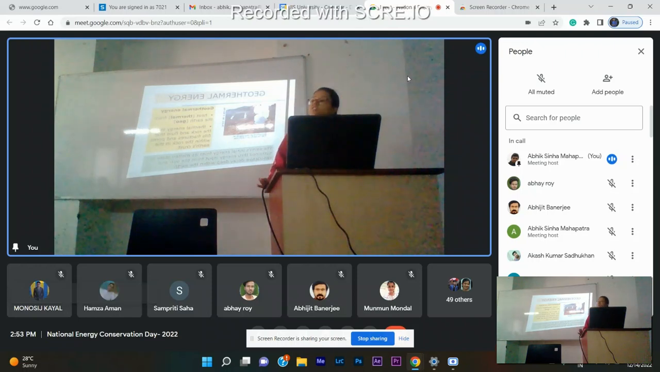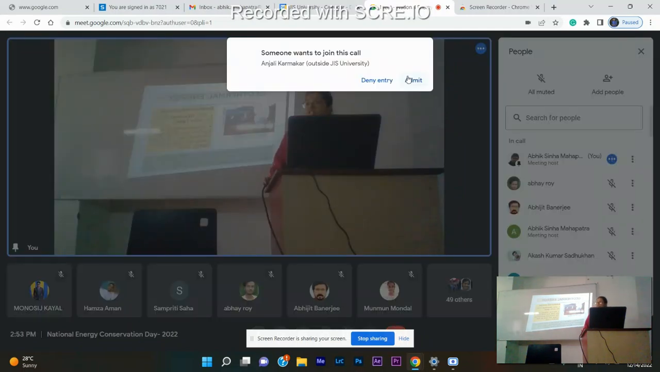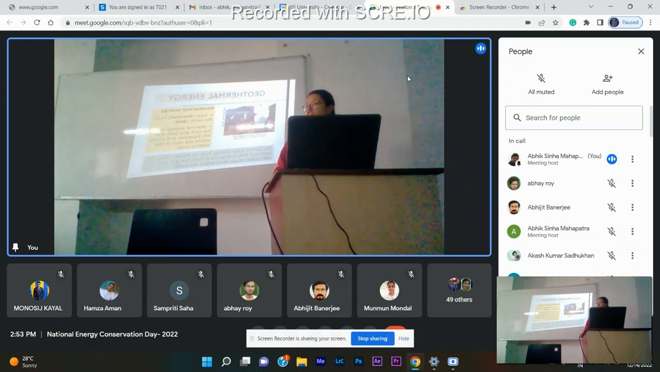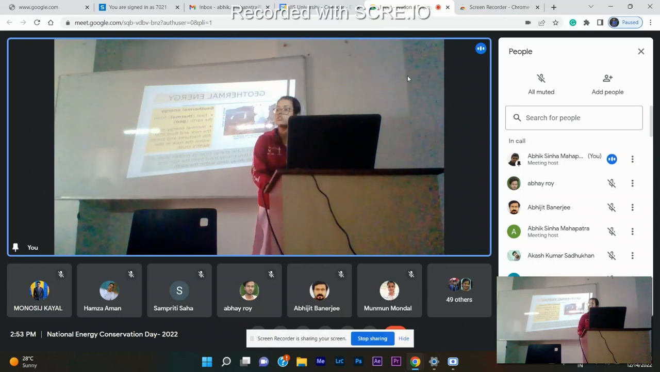What do we mean by geothermal energy? It's derived from the Greek terms geo, which means earth, and thermos, which means heat. The energy which we generate from the earth is known as geothermal energy. It's generally heat energy, thermal energy in the rock and fluids that fill fractures and pores within the rock of the earth's crust.